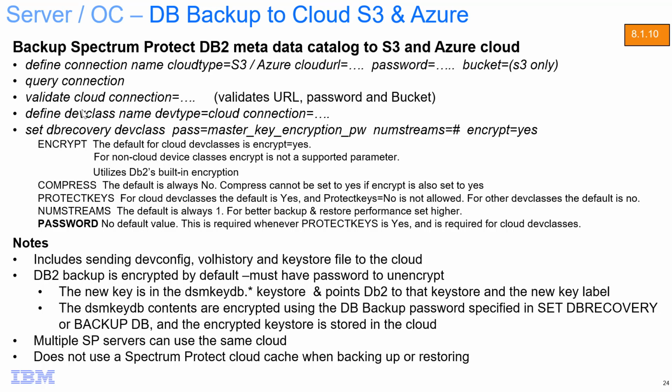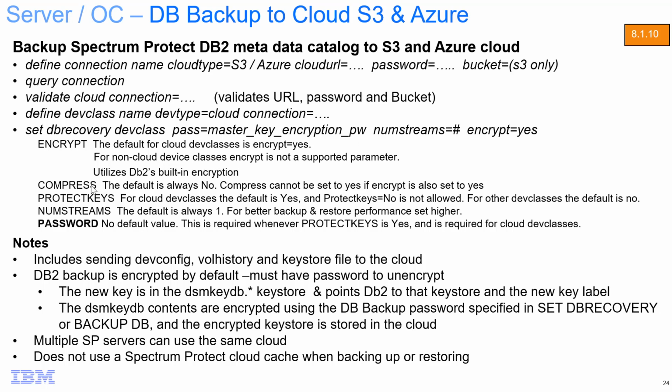Once you've created that connection, you're then going to define a device class with the dev type of cloud. You can then do this set DB recovery dev class, and in this case, you're going to give it a password, which is going to be your master key encryption password, as well as the number of streams and encrypt equals yes, which is set by default. This is DB2 native encryption that's happening.